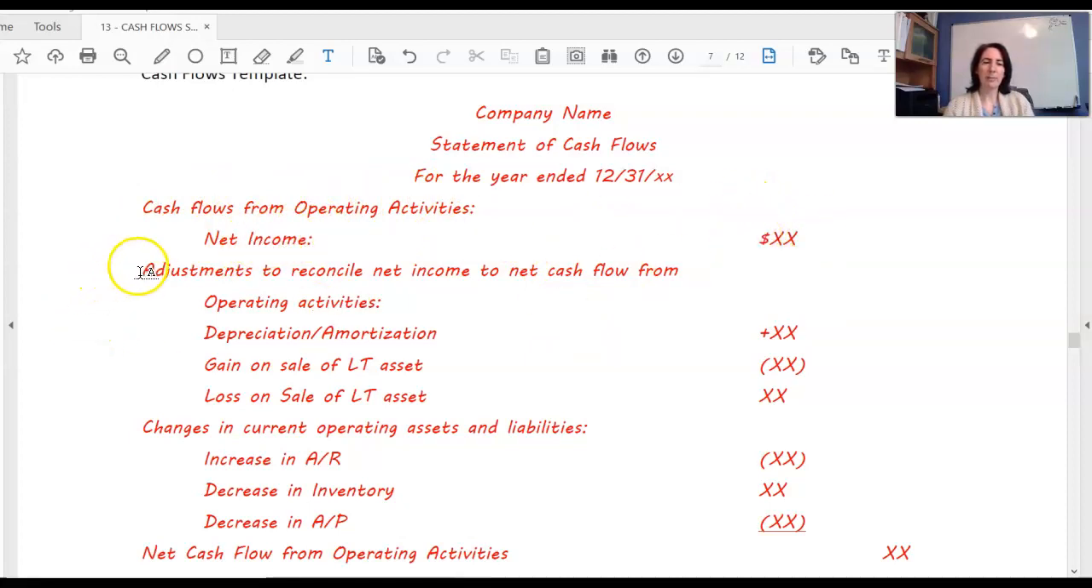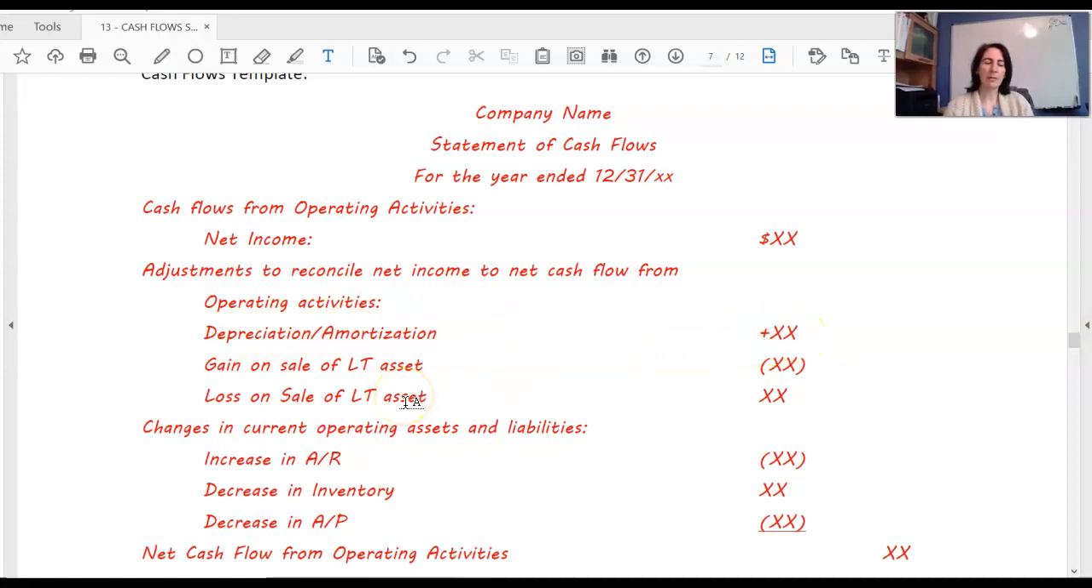And then we have a subsection. It's called Adjustments to Reconcile Net Income to Net Cash Flow from Operating Activities. And yes, it really is that long. And the first thing you're going to do is add back depreciation and amortization right here, like I said, because they're non-cash items.